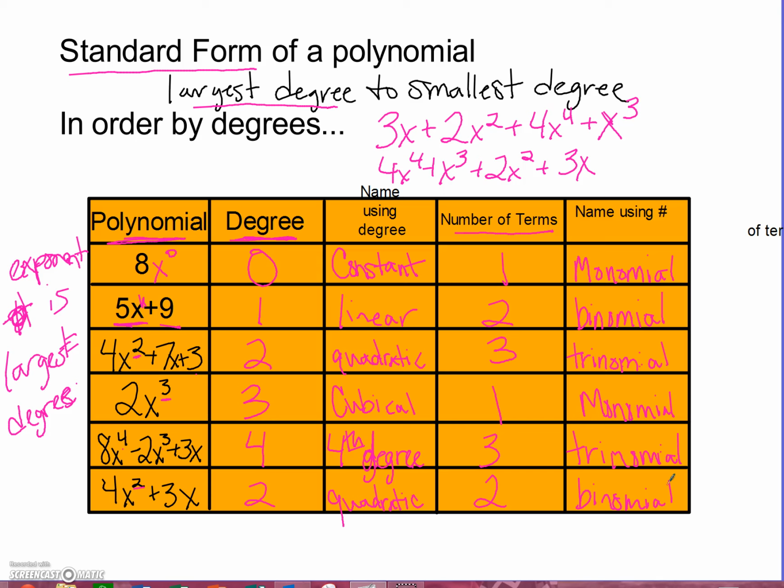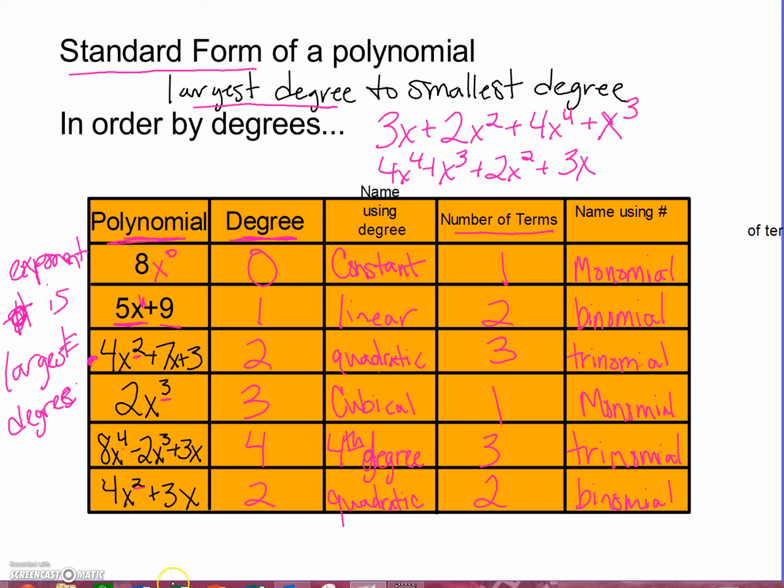It may ask you to say what kind this is. So if it asks you, let's look at this one. If we had to classify it, it would be a quadratic trinomial. So you just look at the degree, the largest degree, and then you look at how many terms it has to classify them.